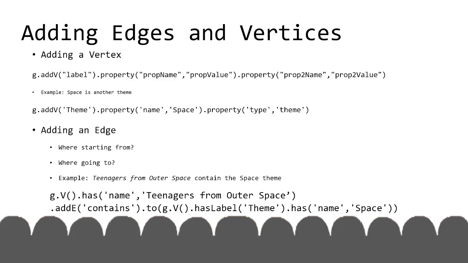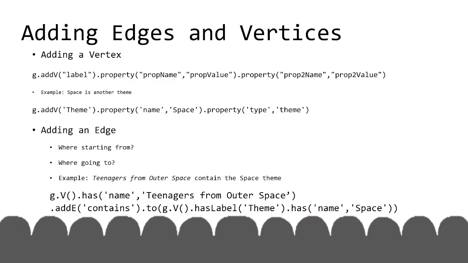Now for example, let's say we wanted to add a space theme. So we would do g.addV theme in the parentheses, then .property, the name is space, and then our property .type is theme. The type we have to include because that is our partition key in this example.